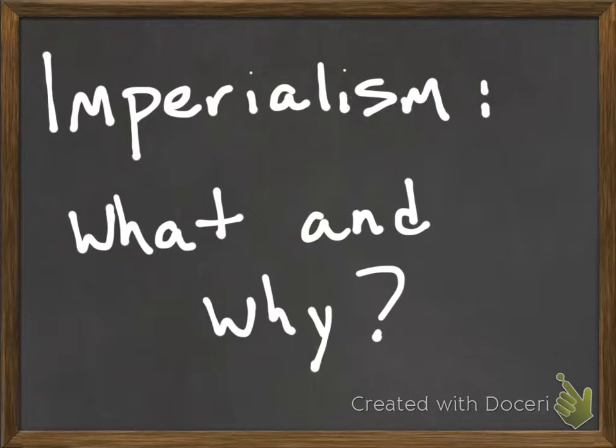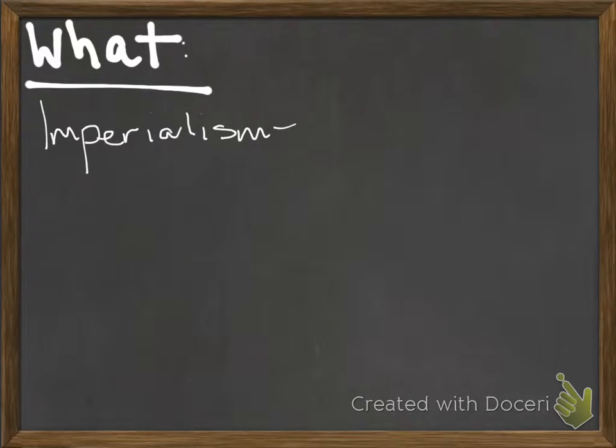This time taking a look at a social studies topic, imperialism, and we'll talk about what and why. For our purposes here, imperialism is extending one nation by either taking over another nation or exerting some control in another nation.